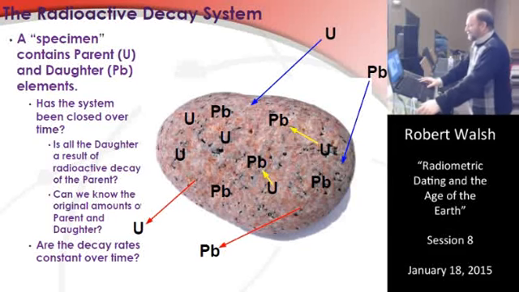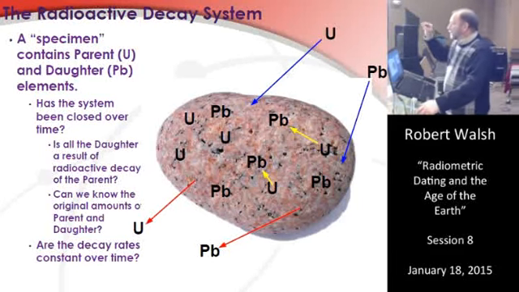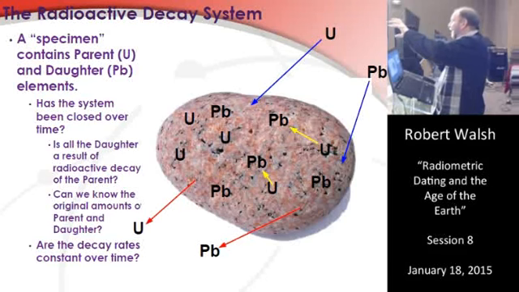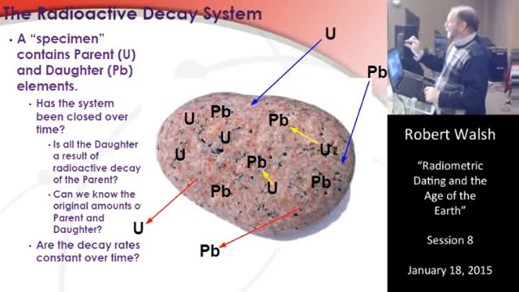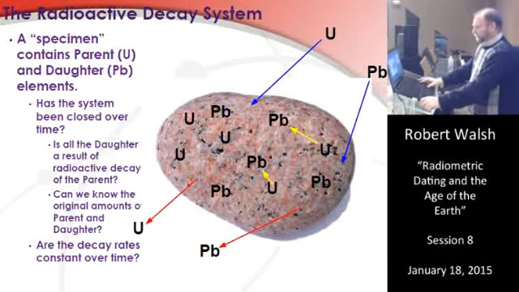Well, you would pass the test immediately if you said it was open. Is all the daughter a result of the radioactive decay of the parent? In other words, maybe somewhere during the process of this particular uranium atom decaying into lead, there might have been other pieces of lead here that you are erroneously counting with the actual parent of the decay process. Okay, so that has to be taken into consideration.